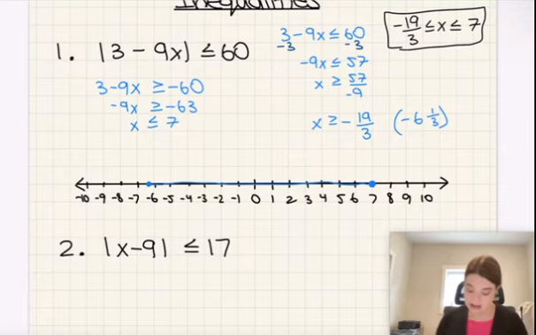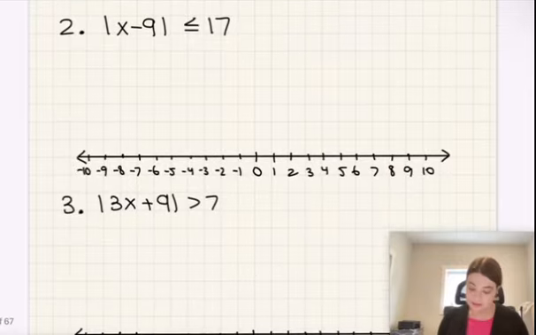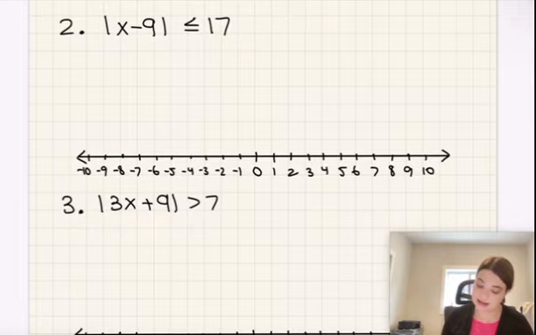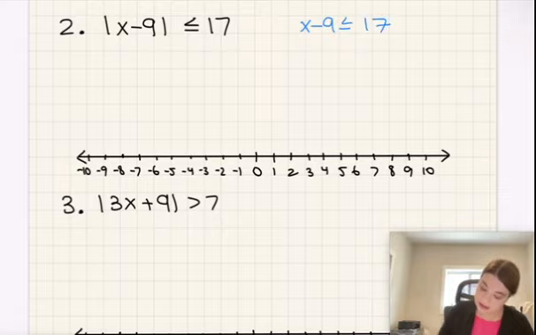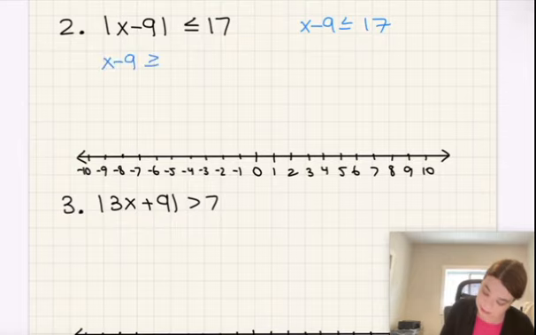All right, let's try another one. For this one here, it says that the absolute value of x minus 9 is less than or equal to 17. So what are the two equations we need to solve here? We need to solve for x minus 9 is less than or equal to 17, and also x minus 9 is greater than or equal to negative 17.